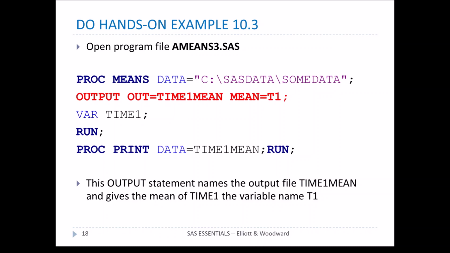So open up a file called ameans3.sas, and you see here we have the code that I just described with the output name here, and then we're going to print the results. Now, notice we're not printing the data from some data. We're going to do a PROC PRINT on the data set that was created, out equal time1mean. So now data equal time1mean. So we're going to look at the data set created by PROC MEANS.